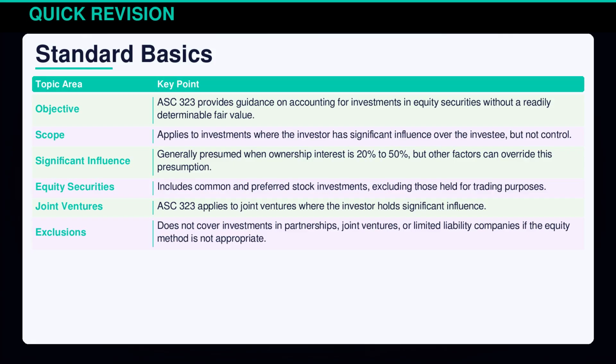ASC 323 deals with equity investments where significant influence exists, typically between 20% and 50% ownership. It covers common and preferred stock, excluding trading securities. The standard guides accounting for joint ventures and excludes partnerships where the equity method doesn't fit. Understanding the scope, definitions, and exclusions is crucial for applying this standard accurately. Keep in mind, the level of influence determines applicability, not just ownership percentage.